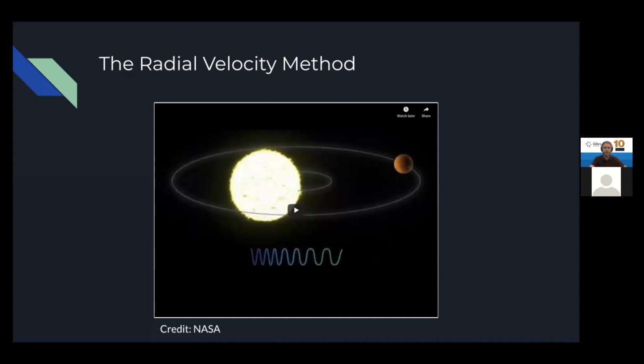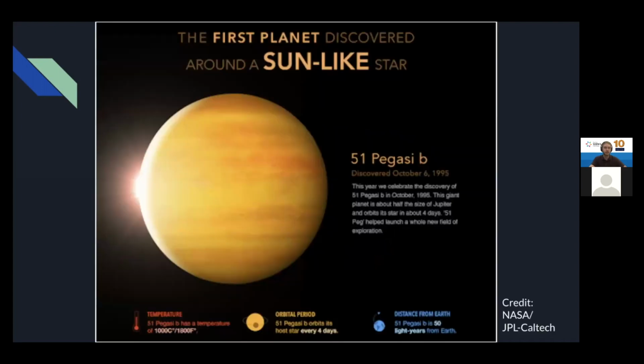And in fact, this is the method that was used to find the very first planet orbiting a sun-like star by the name of 51 Pegasi b. It was discovered in 1995, and it was nothing like what we expected. This planet orbited its host star once about every 3 days or 4 days, and it was roughly the size of Jupiter. To put that into context, Mercury orbits our sun once approximately every 80 days.